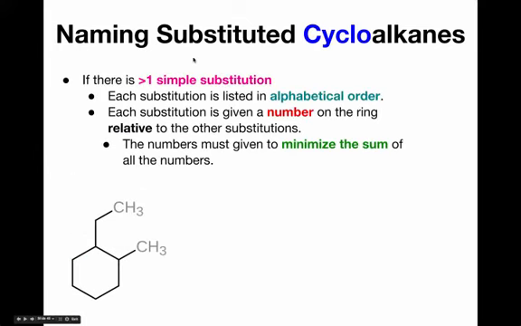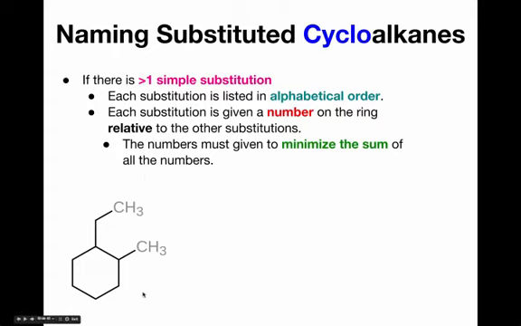It gets a little bit more complicated if there's more than one simple substitution. If there's more than one simple substitution, you list each one in alphabetical order, and then you give each one a number in the ring. So you number the carbons in the ring and you say what position in the ring your substitutions are located in relative to the other substitutions. And the way that you number the carbons in the ring, you are supposed to minimize the sum of all of the numbers in your name. And I'll show you a couple of examples of that, starting with this molecule here.